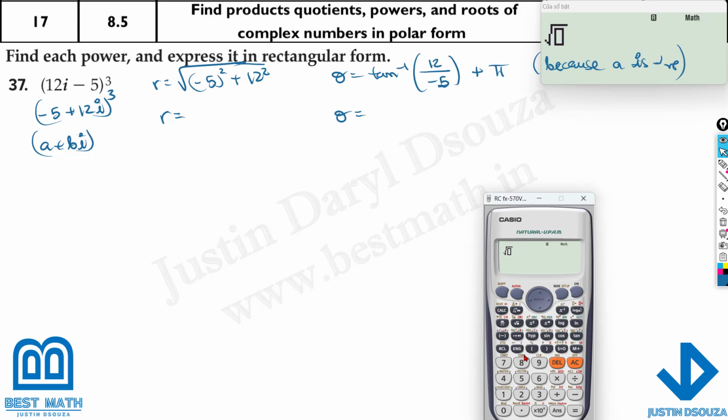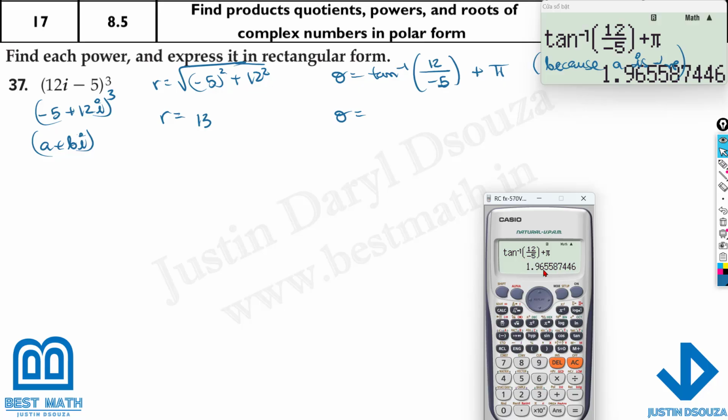We have square root. Because it's minus, let's open the brackets. You can just take the value, because whenever we square minus, it becomes positive. Plus 12 squared, and the answer is 13. So R is equal to 13. What about theta? Theta will be shift and tan, that's over here. 12 divided by minus 5, close the bracket, and plus pi. If it's in degree, it's 180. Let's just put pi, that's easier.